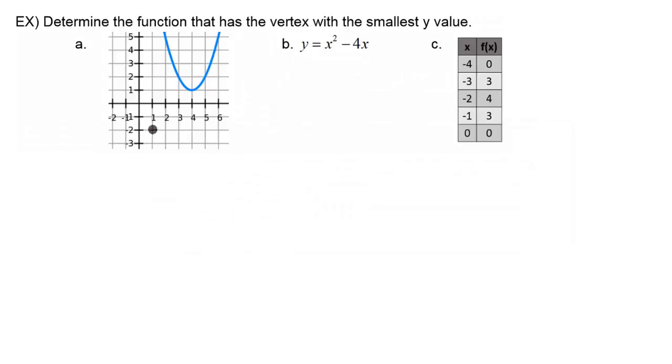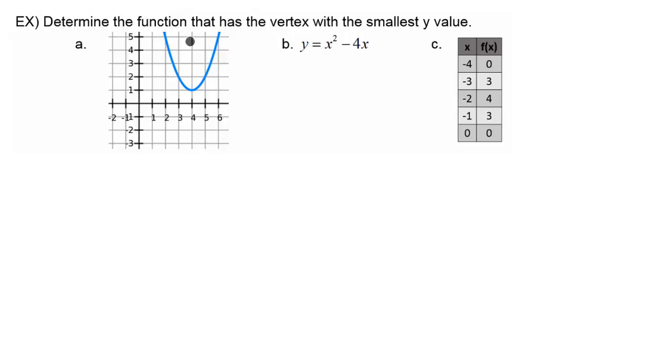In this question, we have three different representations of quadratic relationships. In A, we have a graph, in B, we have an equation, in C, we have a table. And the goal of this video is to figure out the vertex of all three of these and then pick out the vertex that has the smallest y value.